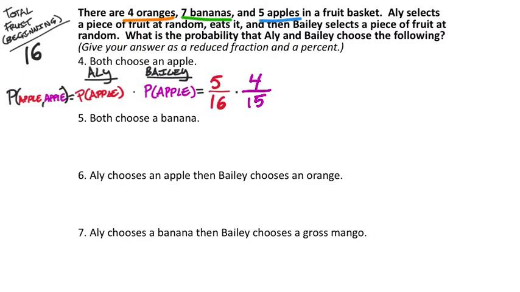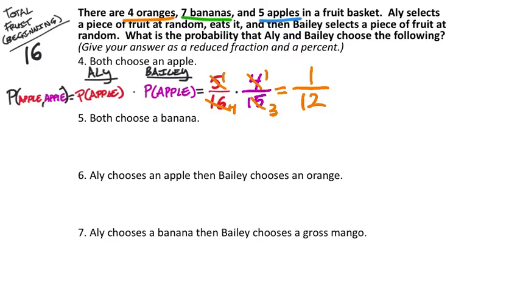We do need to multiply these out, and it looks like we could use some cross simplification. You're always welcome to put this directly into the calculator if you'd like. The 5 and 15 become 1 and 3. 4 and 16 become 1 and 4. In the numerator, 1 times 1 is 1. In the denominator, 4 times 3 is 12. So 1/12 would be our reduced fraction.